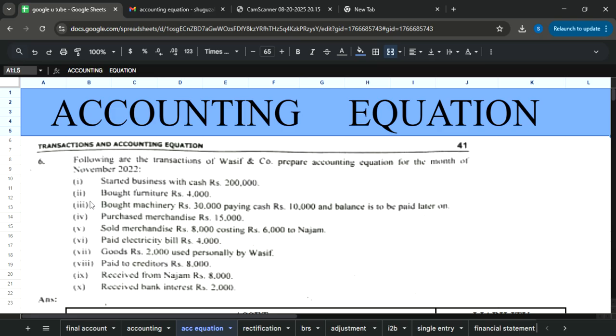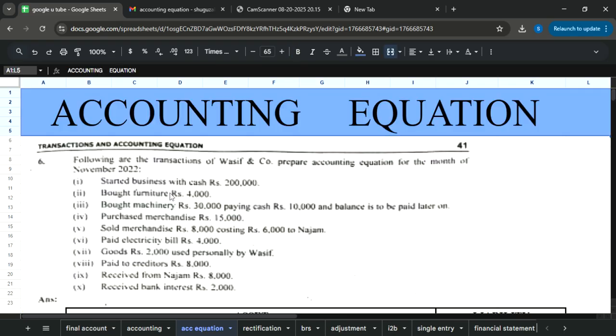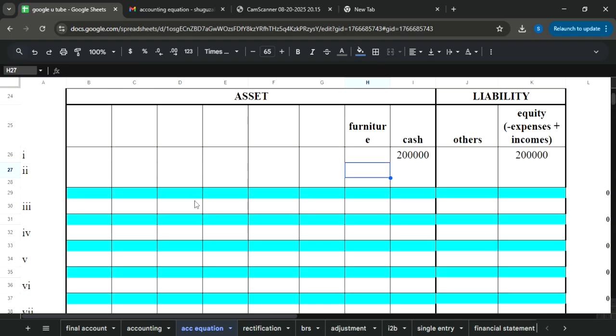So you will put 2 lakh on the liability side. Number 2, bought furniture 4,000. When you buy furniture, there would be an increase. Furniture is your asset, so an increase in asset. Over here, you will mention that the amount of furniture is 4,000, an increase on the asset side. When you buy furniture, there will be a decrease in cash. Cash will go out, so 4,000 you will put in the cash column.